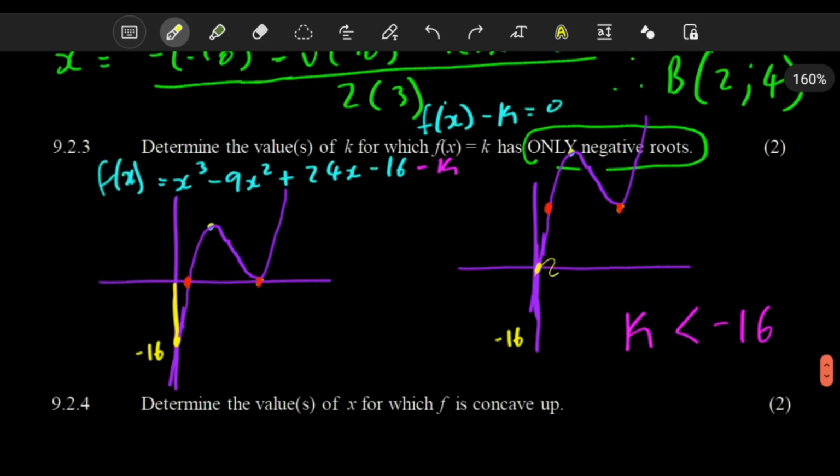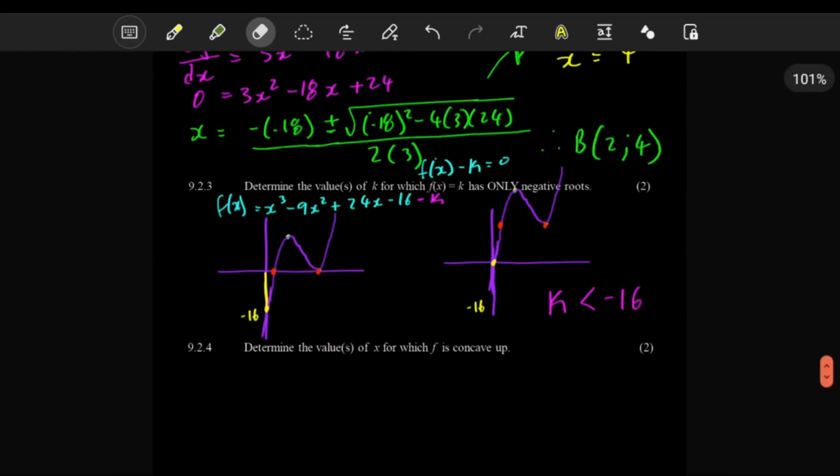Because at this point in time, it has one root that is a positive, one root that is equal to 0. But the moment it goes beyond this image here, it is going to be having negative x-intercepts only.